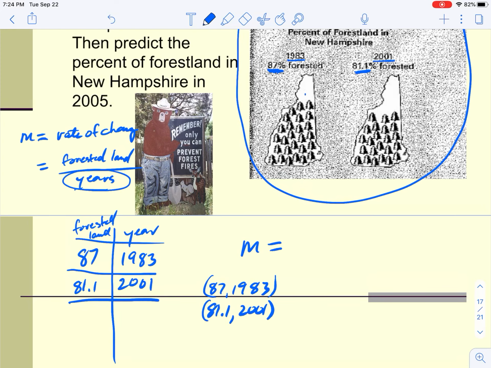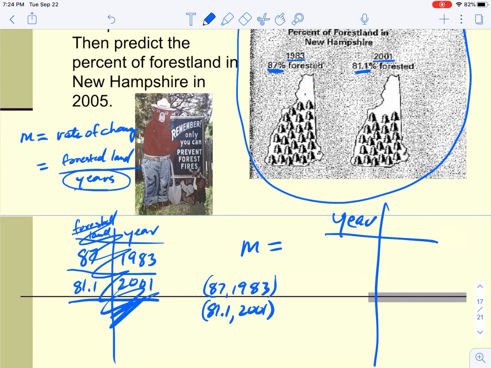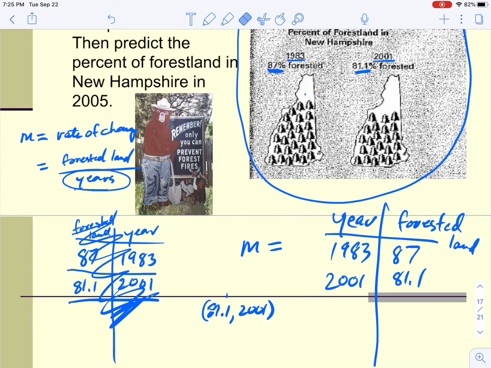I may have mixed up, I'm going to change something here really quick. Forget that table. Let's go back to this table and let's have the year here and forested land on the other side, because otherwise the fraction's going to confuse you. So 1983, 2001, 87%, 81.1%. That way it works out with your slope equation.